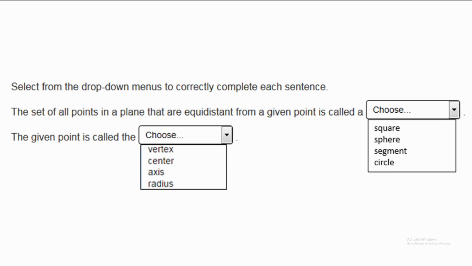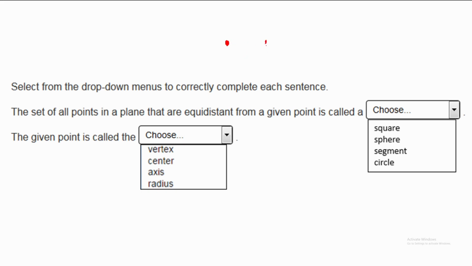So number 2, it says select from the drop-down menus to complete the sentence. Now, obviously, it's supposed to be a computer one, but I made it so it's on paper. The set of all points in a plane that are equidistant from a given point is called a blank. The given point is called a blank, right? So if we have a set of all points the same distance, now in my head, since I know this content very well, it sticks out to me what this answer is, right? We have a point and we have a set of points all the same distance.